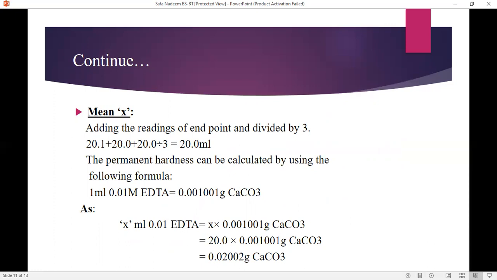We can also use it in milligrams. In milligrams, 1 ml of 0.01 molar EDTA is equal to 1.001 milligram of calcium carbonate. As x ml, we are talking about this reading, 20 ml of 0.01 molar EDTA is equal to 20 ml multiplied by 0.001001 gram calcium carbonate, and we get 0.02002 gram of calcium carbonate.